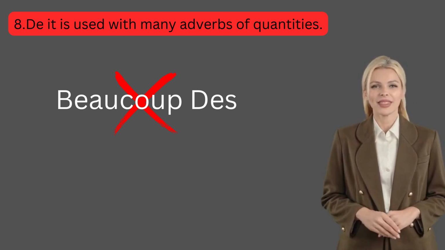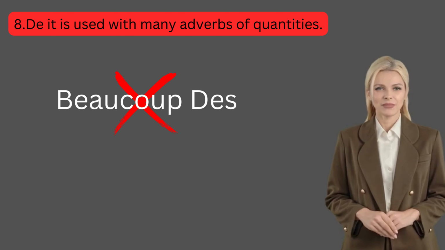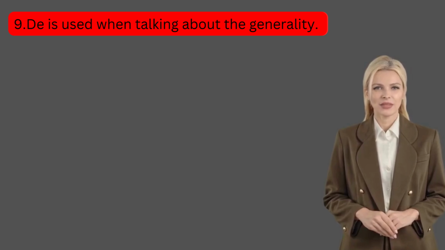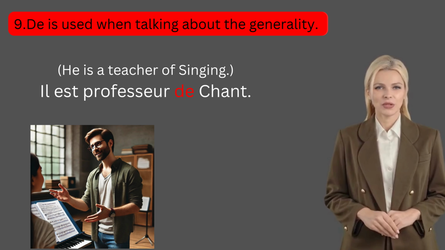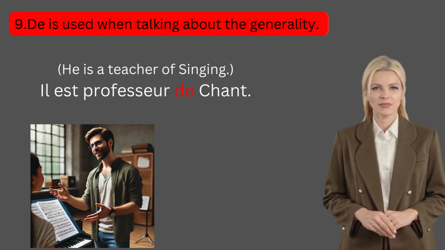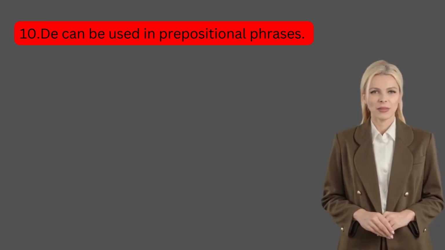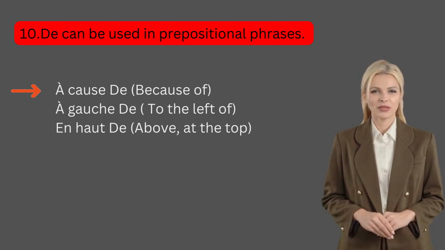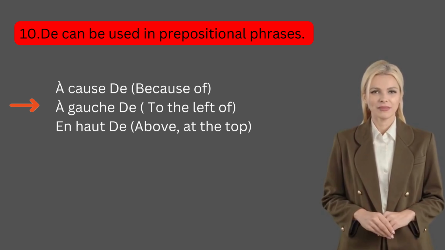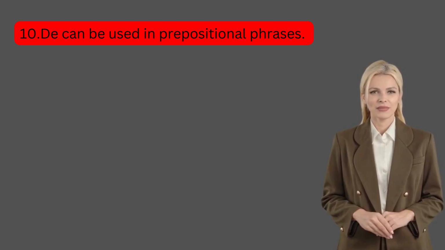Note that we do not say beaucoup des. De is used when talking about the generality. Such as, Il est professeur de chant. He is a teacher of singing. De can be used in prepositional phrases. Such as, À cause de, because of, À gauche de, to the left of, En haut de, above or at the top of.